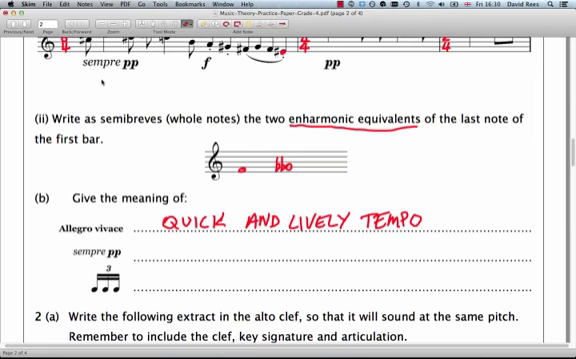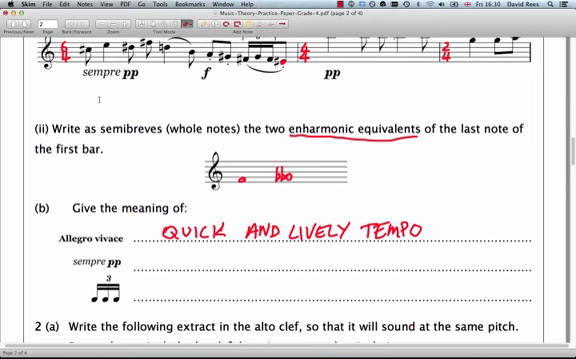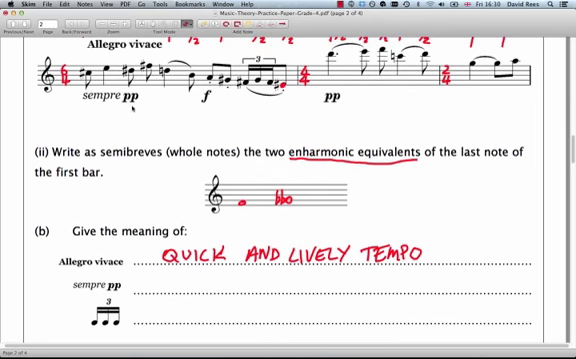So we see that at the start of this little extract here. Now, sempre is something we see quite a lot next to dynamic markings. They tend to come together. Now, the easy bit probably is to work out the dynamic marking. So this is pp, which means pianissimo, which means very, very quiet. But we've got this sempre thing to contend with as well. And sempre just means always.